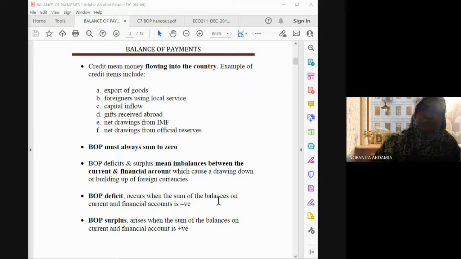So BOP deficit and surplus mean an imbalance between the current and the financial account, which causes a drawing down or building up of the foreign currency. And normally, why a deficit? Normally it is due to the sum of the balances on the current and financial accounts being negative, because the total of these two accounts is negative. But if surplus, normally the totals of both accounts will be positive. Because it is more, that is why it is a surplus. But for the deficit, it is actually less. Okay, right?